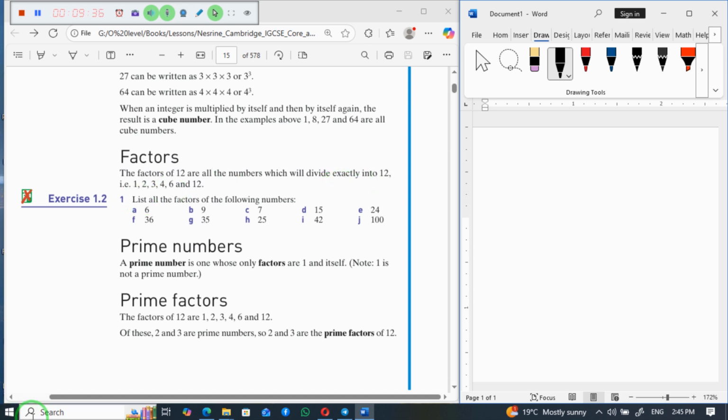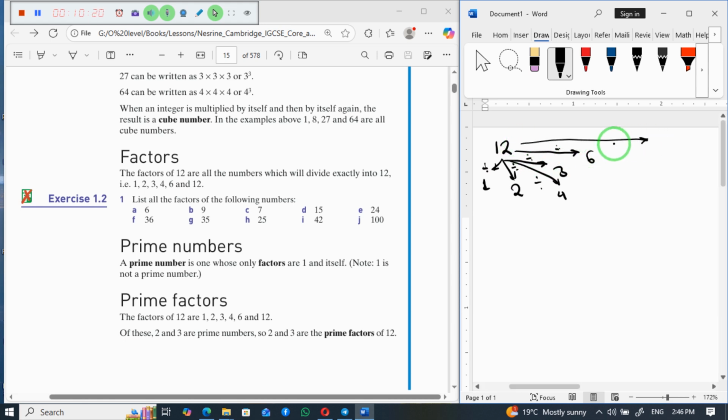Those numbers that can divide exactly into a number are called factors. For example, take 12. 12 is divisible by 1; it divides completely by 1. Also 12 can be divided by 2, by 3, by 4, and by 6, completely or exactly. Also 12 can be divided by 12.